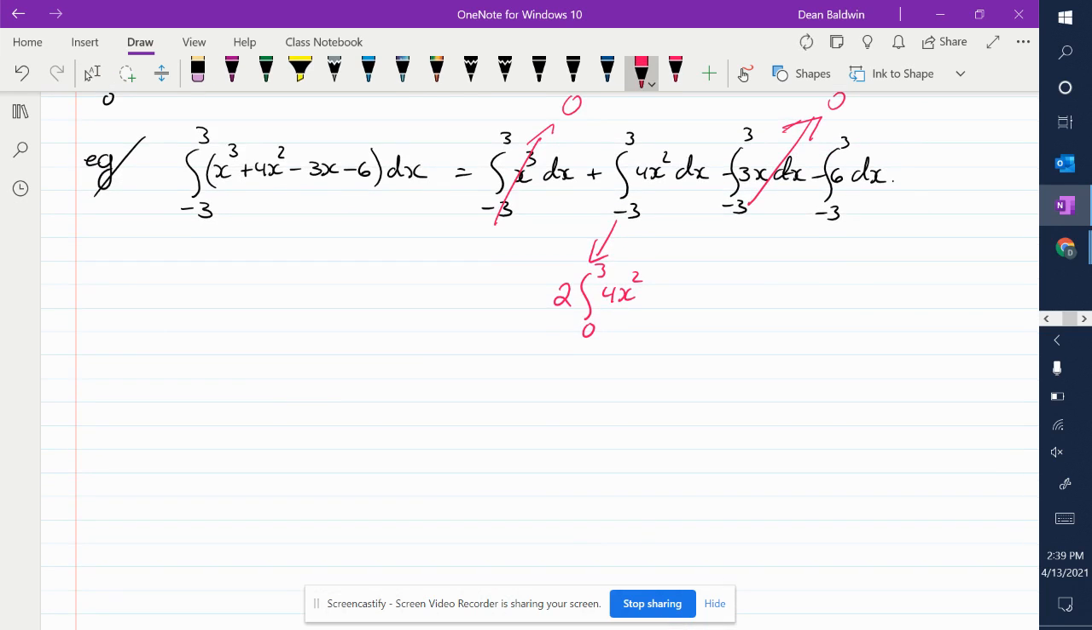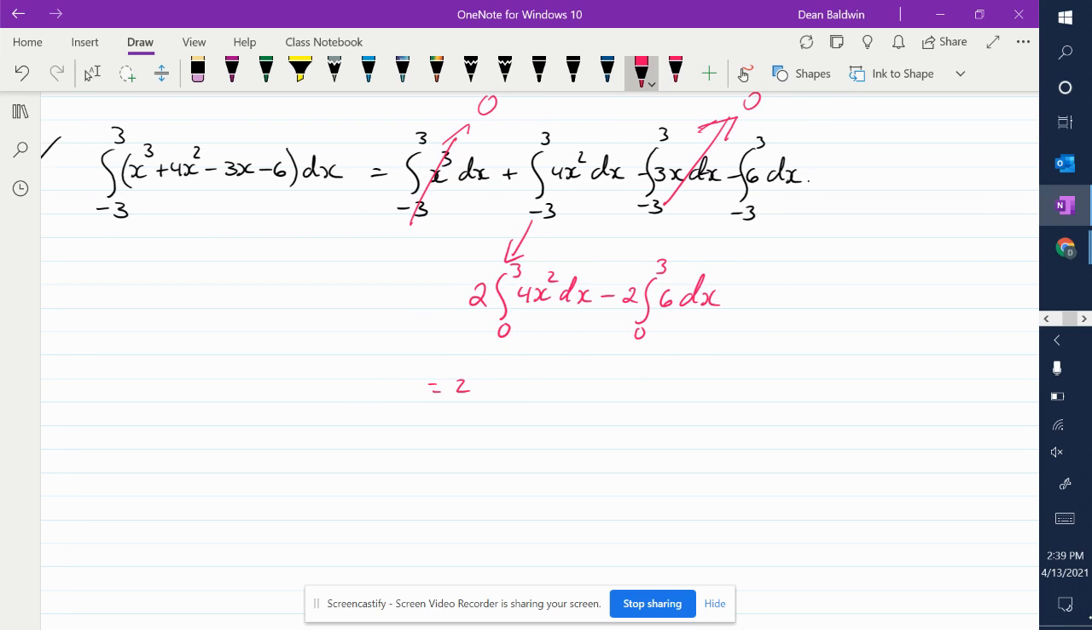So I get that. Is negative 6 or 6 odd or even? You got to think of the x. It's x to the 0, so it's even. Because that's a horizontal line, right? So it's minus 2 times the integral, oh my gosh, 0 to 3 of 6 dx. So now you can just do those two, and you have zeros in them, which makes your life easier.